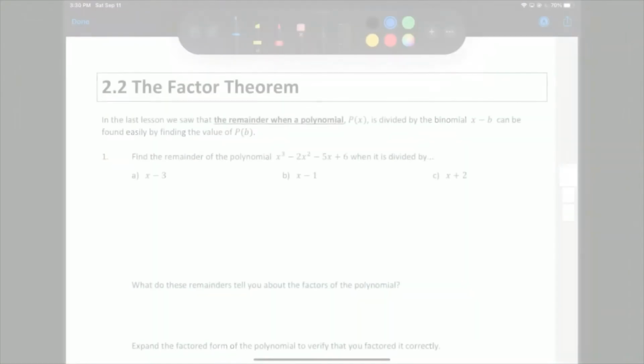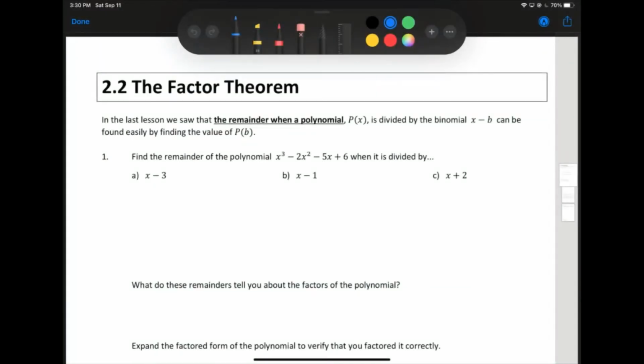It's me again. Wait a second. Okay, there we go. We only need one screen with me on it.